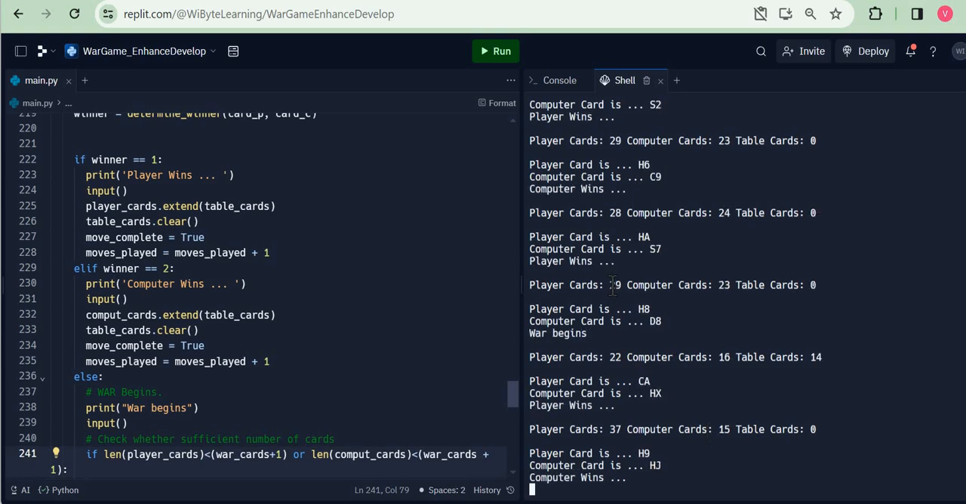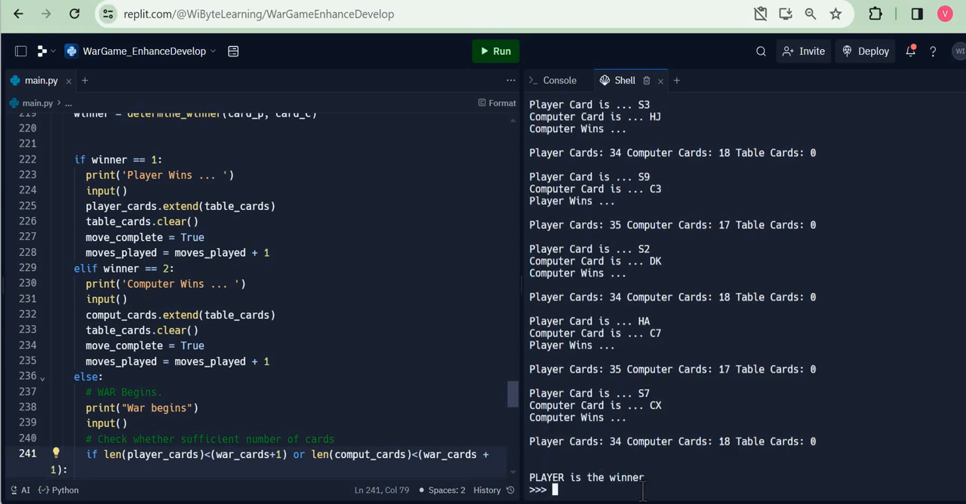Again, I got a war. This time, player had 29 cards and the war started. Notice after the war, having won the war, player is ending up with 37, whereas computer has gone down 8 and it is only 15. So you can clearly see that the war is taking out more and more cards, and that's exactly what we wanted. Finally, my player won this game.